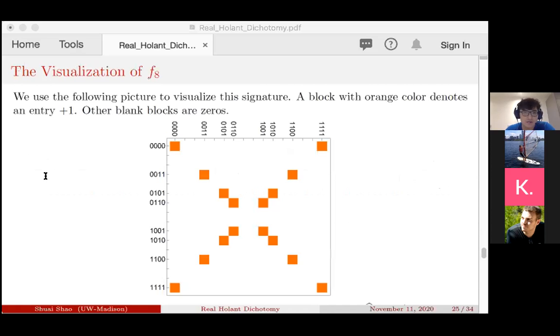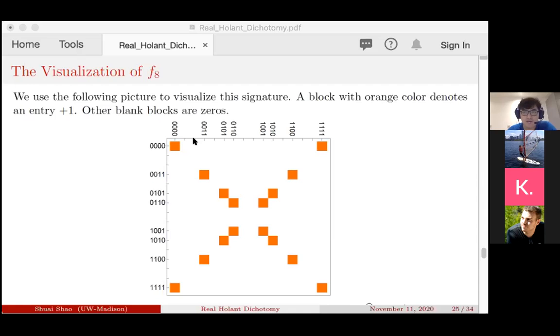And we use the following picture to visualize this signature. Here, a block with orange color denotes an entry +1. Other blank blocks are zeros. So this matrix is quite sparse. And this signature satisfies what we call the butterfly property.